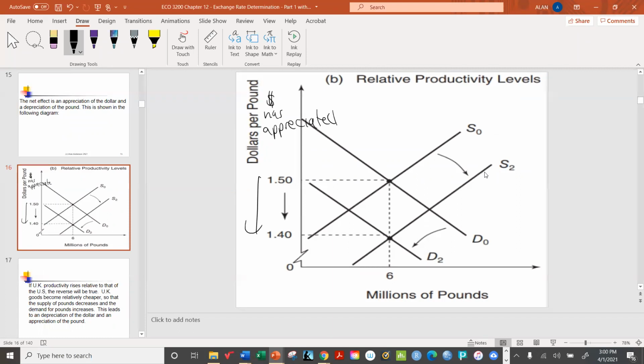So productivity gains will help strengthen the currency in the long run, mainly because it makes our products cheaper. All right, and then as you can see, that will make our products more attractive.